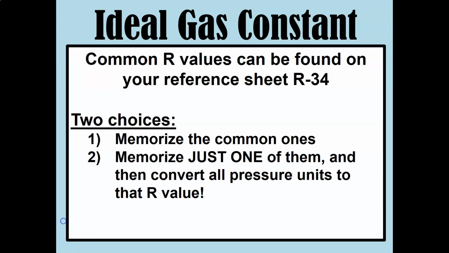Another option is you can memorize just one of them, and then every time you can convert your pressures to whatever that R value uses. So you could choose to always convert to torr and use 62.4. I feel like that slows you down because it's one more conversion you have to do. But if you ever forget what one of the R values is, you could always fall back on that as a backup option. So just kind of up to you what you find easier.